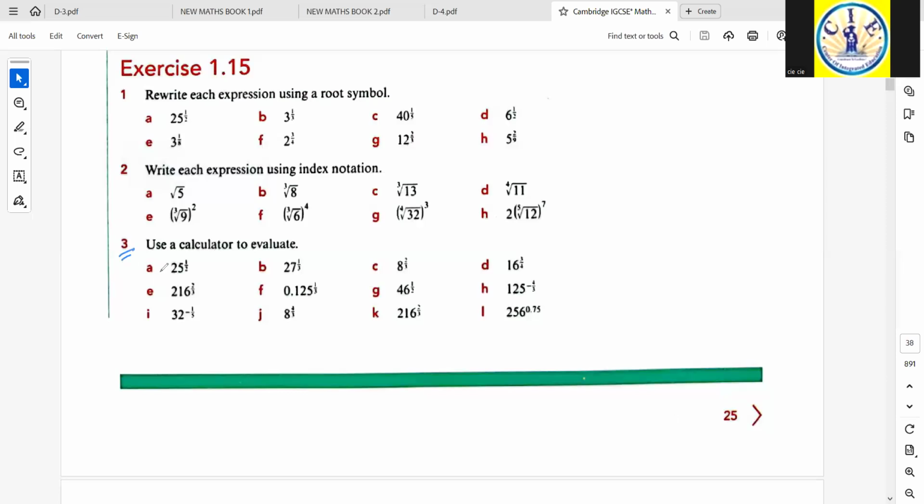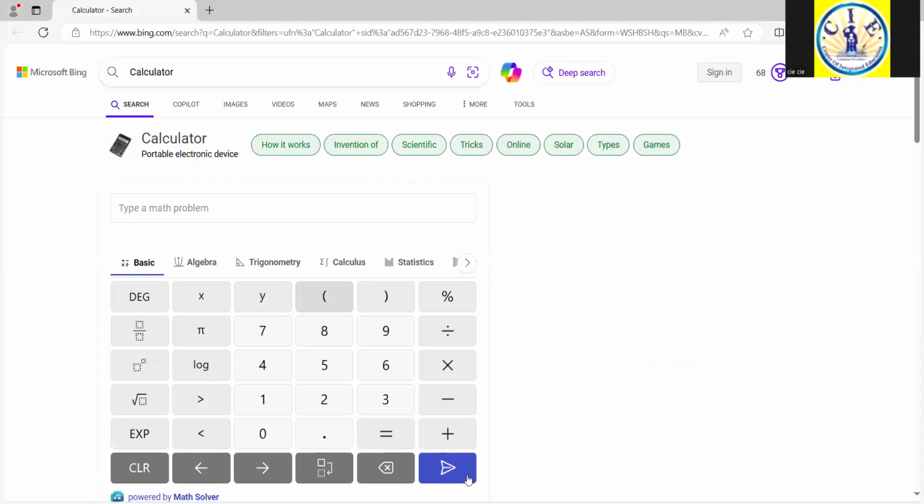Now it's question number 3. Use a calculator to evaluate. Part A: 25 raised to power 1 by 2, 27 raised to power 1 by 3, and so on. So let's use the calculator to solve it. So that will give us square root of 25, which is 5. So the answer to part A is 5.